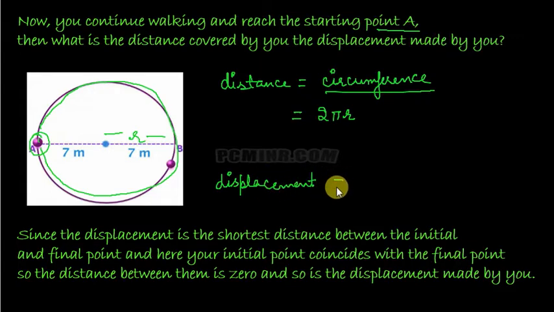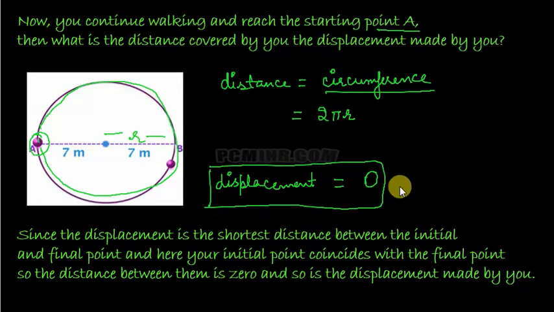Well, there's a shocking answer to this. It's 0. Now, why is this 0? Because I told you displacement is the shortest distance between the initial and the final position. And since here your initial point coincides with the final point, therefore the displacement is 0.